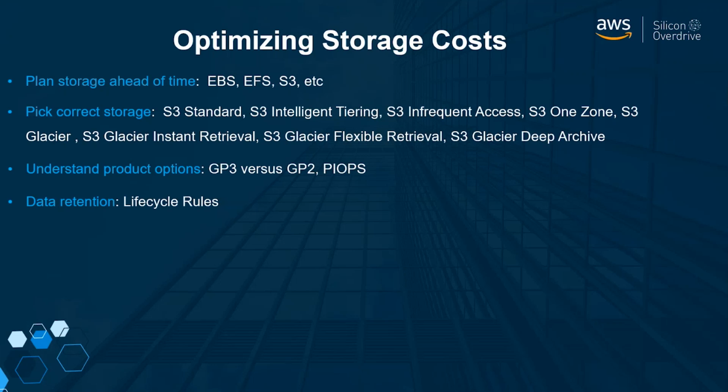Then pick the correct storage. Again, there's loads of options for the different tools or services. For instance, S3 has brought out quite a few new versions over the last while. So you now have not just the standard and the infrequent access and the one zone, you have intelligent tiering for where you don't know exactly how your workload will be, and therefore it moves the files between standard and infrequent. You've also got your Glacier instant retrieval, flexible retrieval, and deep archive, which can give you a great saving if you're not needing to use the files on a regular basis.